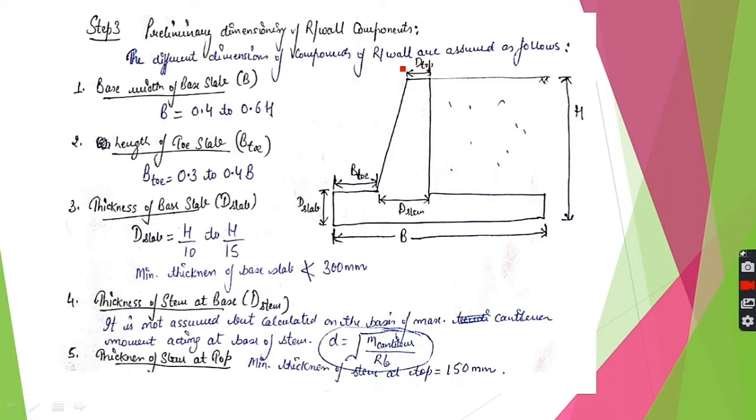So the thickness of the stem we do not assume, but we calculate on the basis of the maximum cantilever moment at the base. The thickness at the top is not calculated, but it is provided as a minimum of 150 mm, and it depends on what you have calculated as the thickness at the bottom.